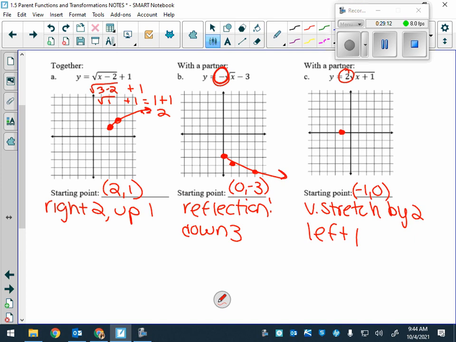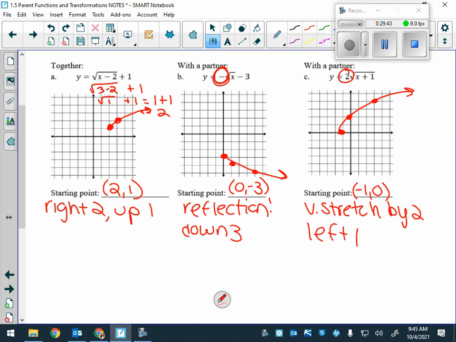Now if I was to plug in 0, that's right next to it. 0 plus 1 is 1. The square root of 1. 1 times 2 is here. Then if I was to plug in 3, and I chose 3 because 3 plus 1 gives me 4, square root of 4 times 2. Okay, and that's our function.